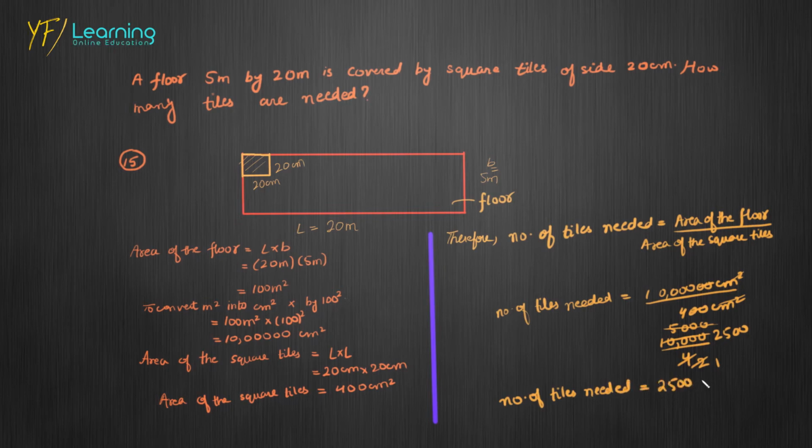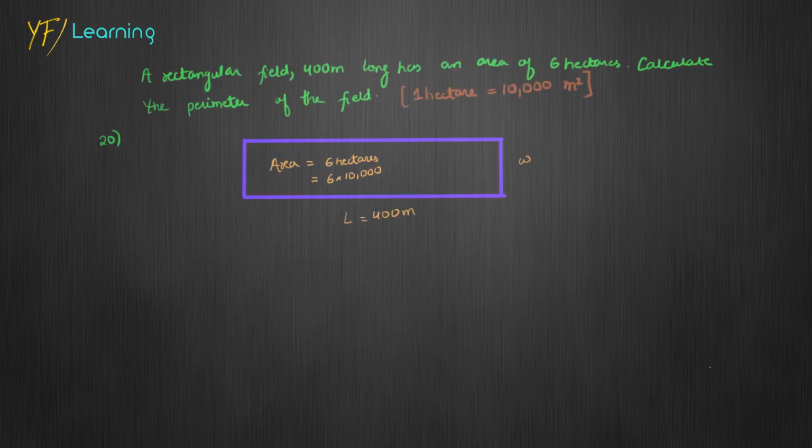So the number of tiles needed is equal to 2500. So 2500 tiles are needed to cover this whole rectangular region, and the tile dimension is 20 centimeter by 20 centimeter. Why do we convert meter square into centimeter square? Because this dimension is in centimeter.